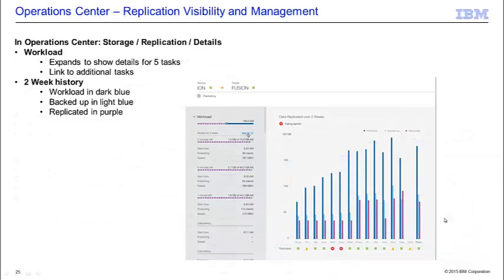You can also dive deeper and get more details on individual replication pairs by going into the storage replication details. And here you'll see the replication over the last 2 weeks with the workload in dark blue, the amount of data that was backed up on that day in light blue, and the amount that was actually replicated in purple. And then on the left-hand side, you'll see the workload. Once again, how much data we've already processed, how much we anticipate to process in this session, and the total amount that needs to be replicated.